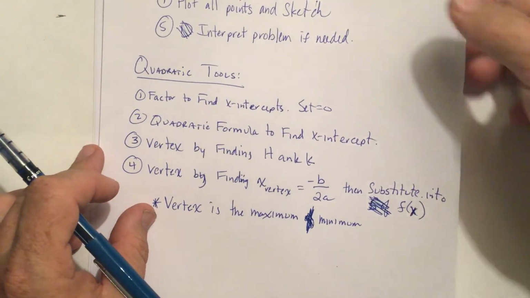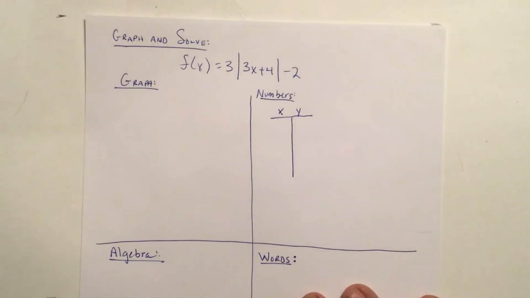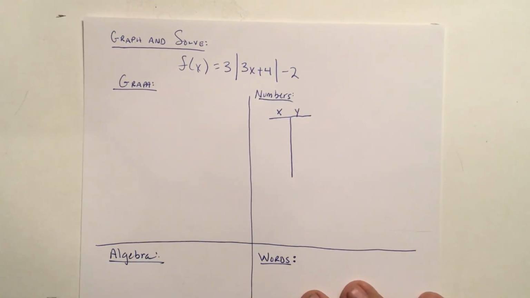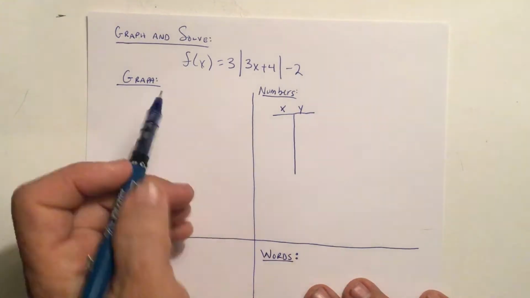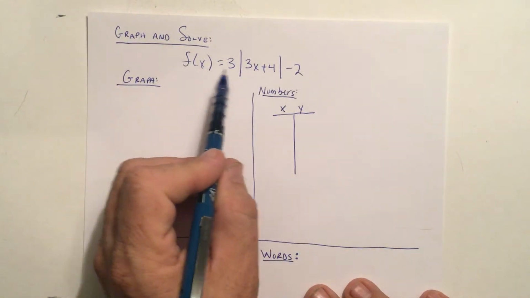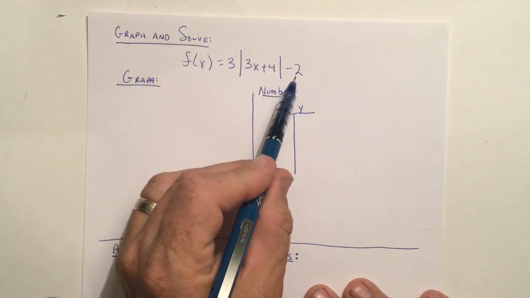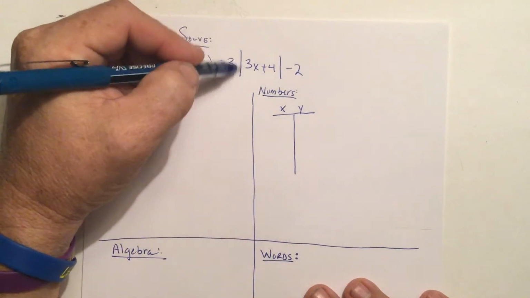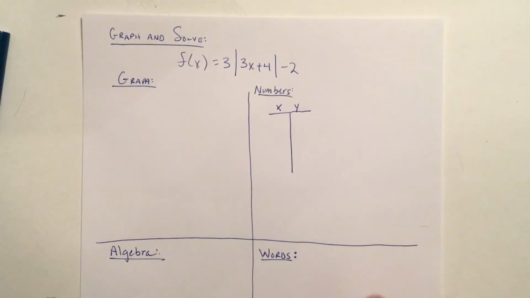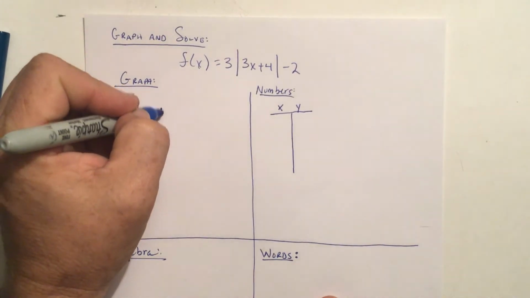So we talked about graphing yesterday. We're going to talk a little bit more about graphing today because that's kind of where we're headed. So we're going to be looking at this piece here. I'm going to follow those simple steps, and we're going to hone in on the algebra piece right here. We know it's an absolute value because of the absolute value bars.